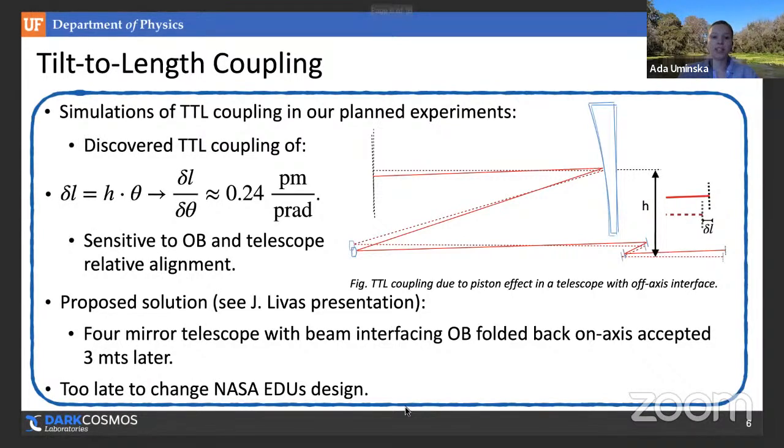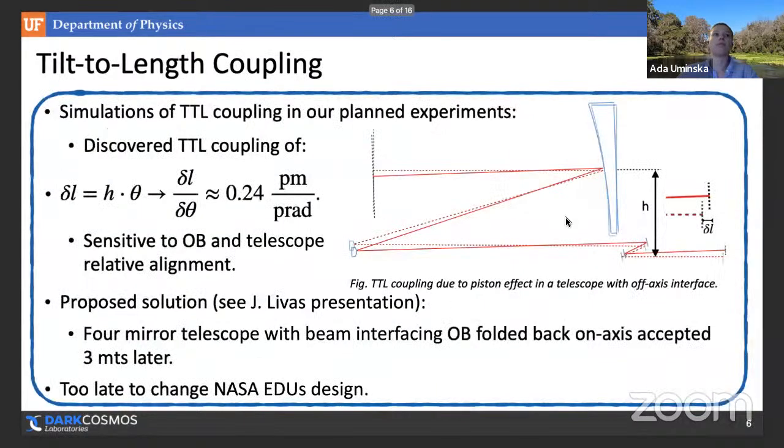During preparations for our measurements, we did some simulations of tilt to length coupling, and we discovered that there is a tilt to length coupling coefficient that is proportional to the off-axis interface of the telescope. This was mentioned in Ewan's and Jeff's presentations on Tuesday. I'll just quickly remind that due to the fact that we have an off-axis interface, shown on a picture, we have this coefficient that is proportional to the distance between the on-axis beam and the off-axis interface.